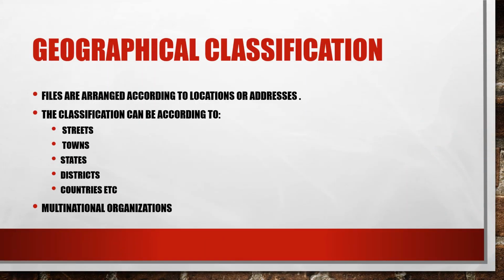Geographical classification. These files are arranged according to their locations or addresses, and usually they'll use street names, town names, states, countries, districts, etc. You can use any one of these categories to basically order or arrange your files. And these tend to be used a lot in multinational corporations or organizations because it helps them to keep track of their business in a certain area, as opposed to just generalizing across the board for different countries and cities, etc.